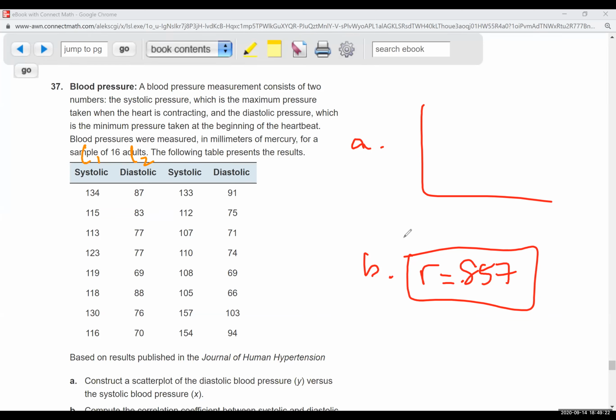Did you all get the same answer? 0.857? Yes? Yes. All right. Any questions? This is 4.1. So again, StatCalc 8, that's the shortcut. I don't want you to use the formula.